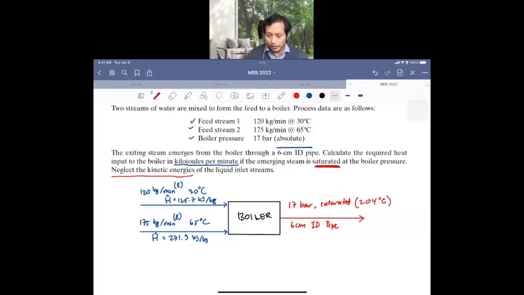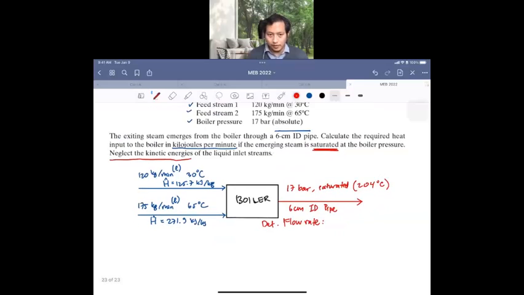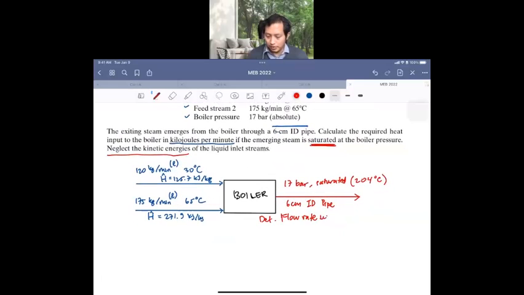And determine the flow rate. Determine the flow rate. So first determine the flow rate using material balance. And I think because it's just 120 and 175, we can set up this to be 295 kilogram. And this should be vapor per minute.